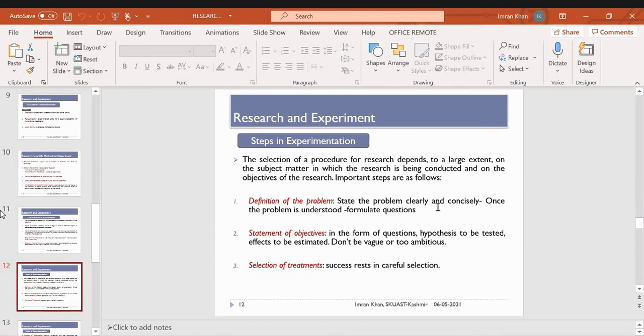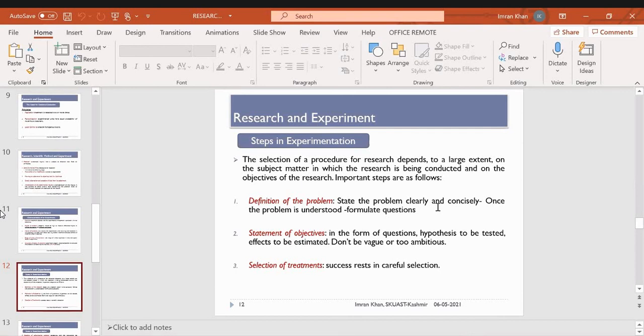Statement of the objectives, in the form of questions, hypotheses to be tested, and effects to be estimated. So you don't be vague or too ambitious. Sometimes researchers try to frame objectives such that they want to achieve everything in that experiment. So we need not be more ambitious.